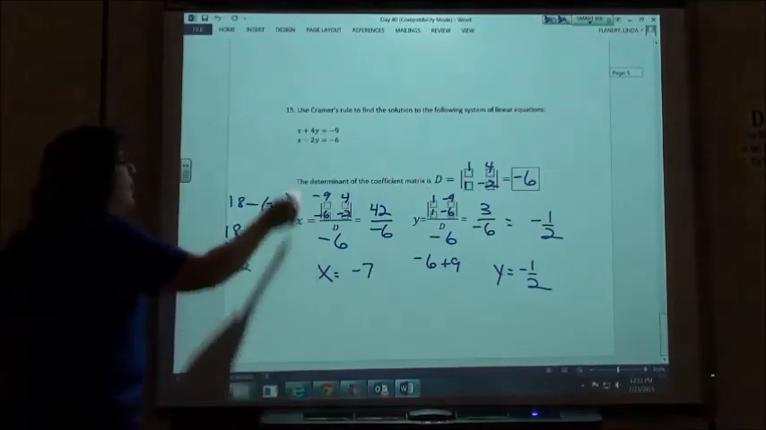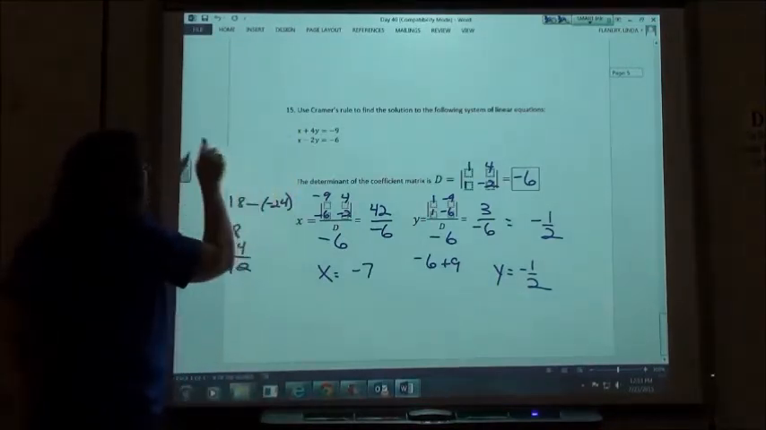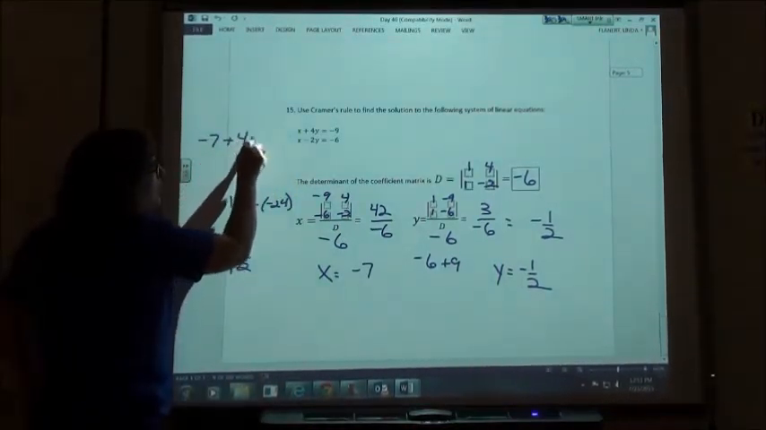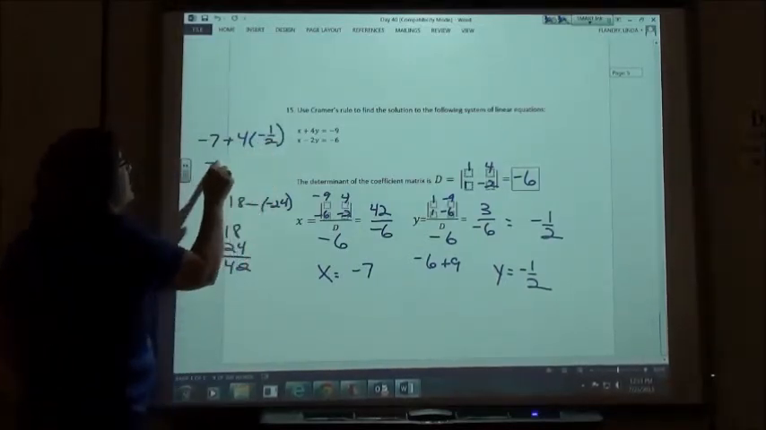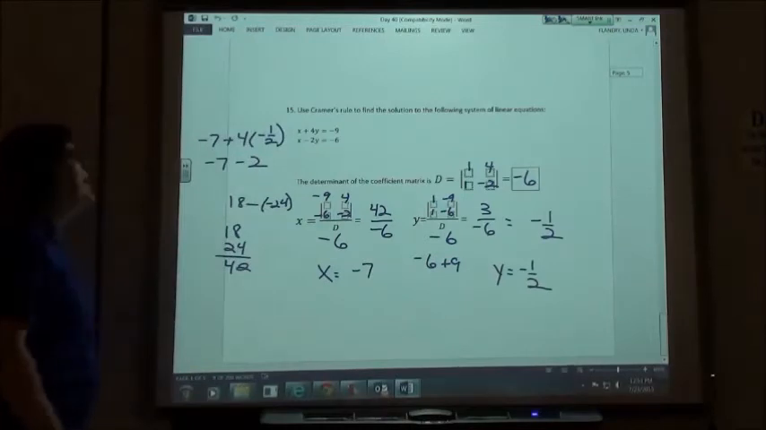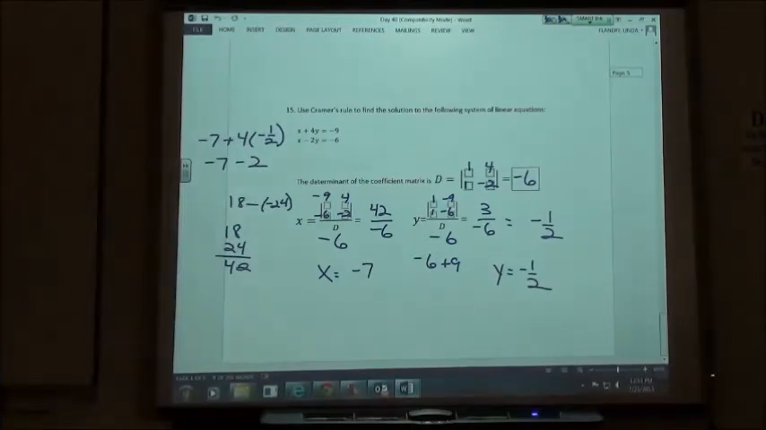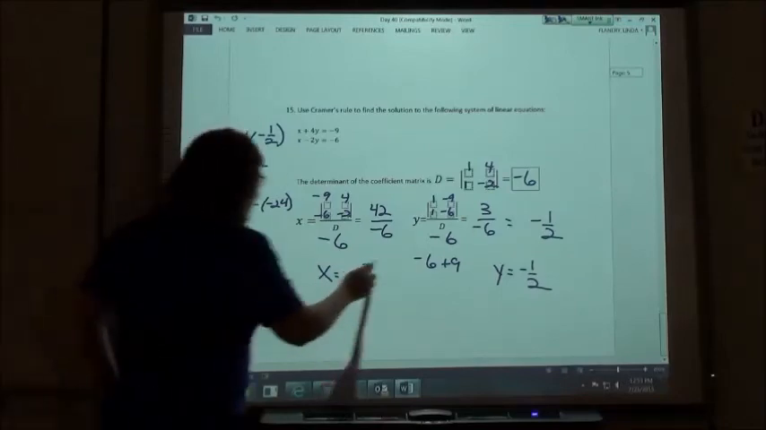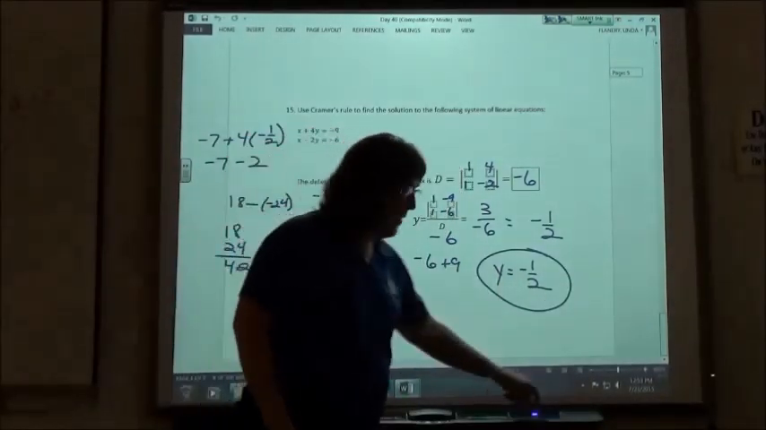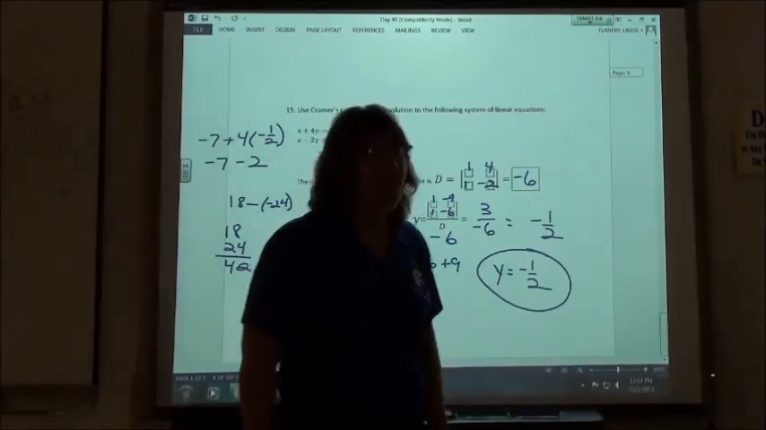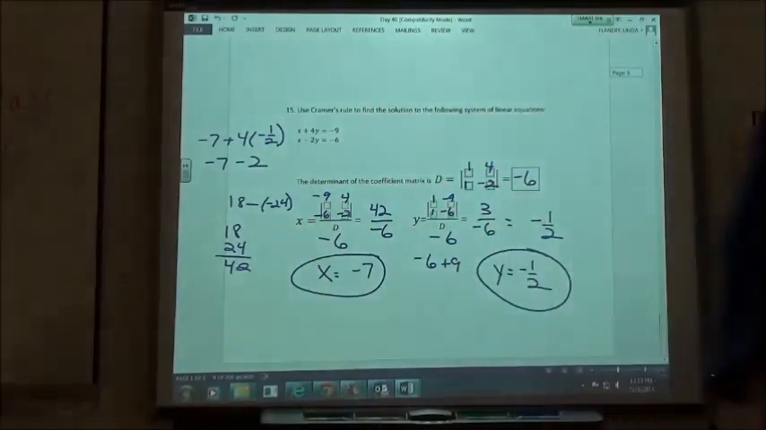Let's check that one quick. We're going to have x is negative 7 plus 4 times, was it negative 1/2? Yep, negative 1/2. Well, that's easy enough to do without my calculator. Yep, negative 7 minus 2 is negative 9. Looks like it checks pretty good. All right. Probably not anything that you've never done before, I'm guessing.